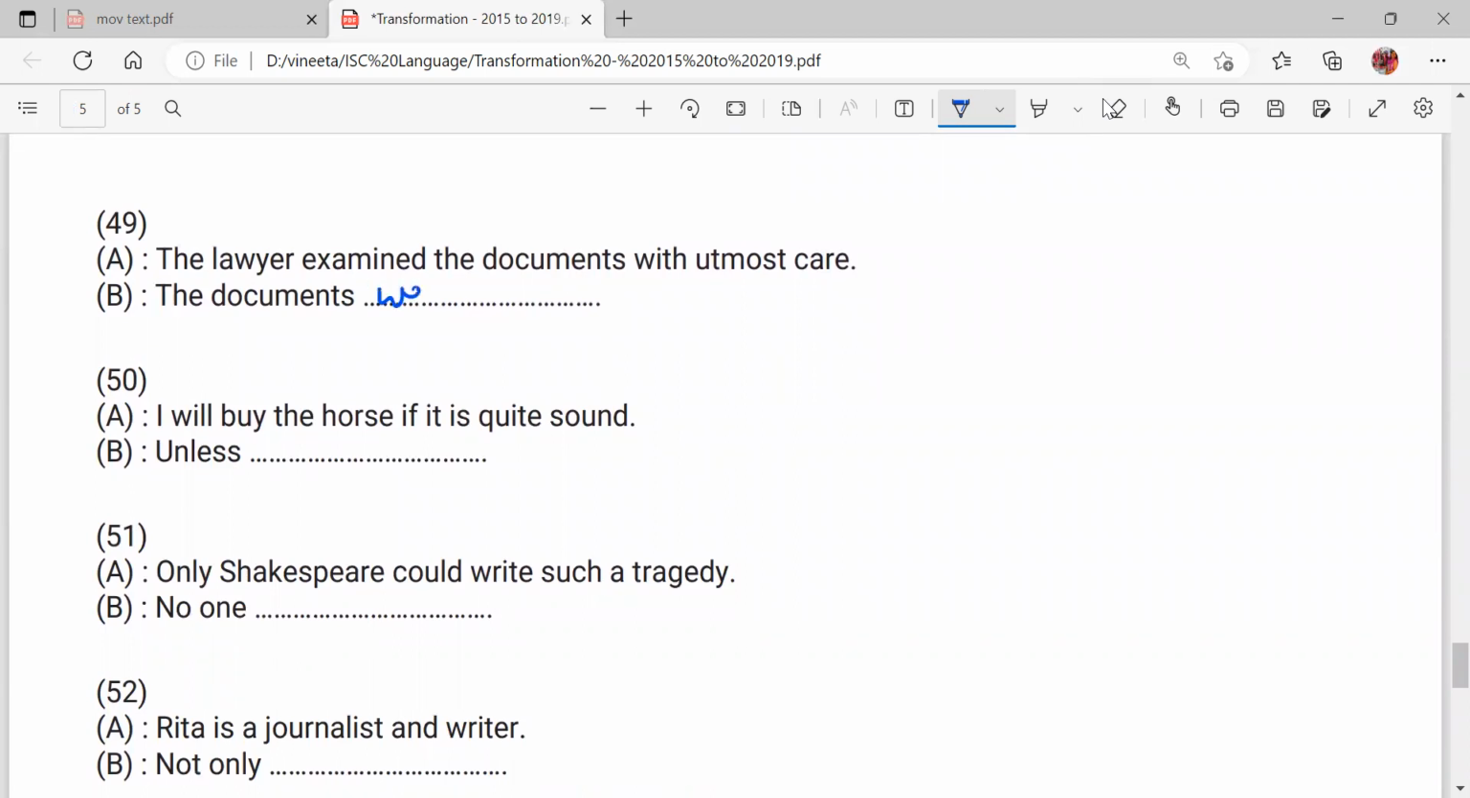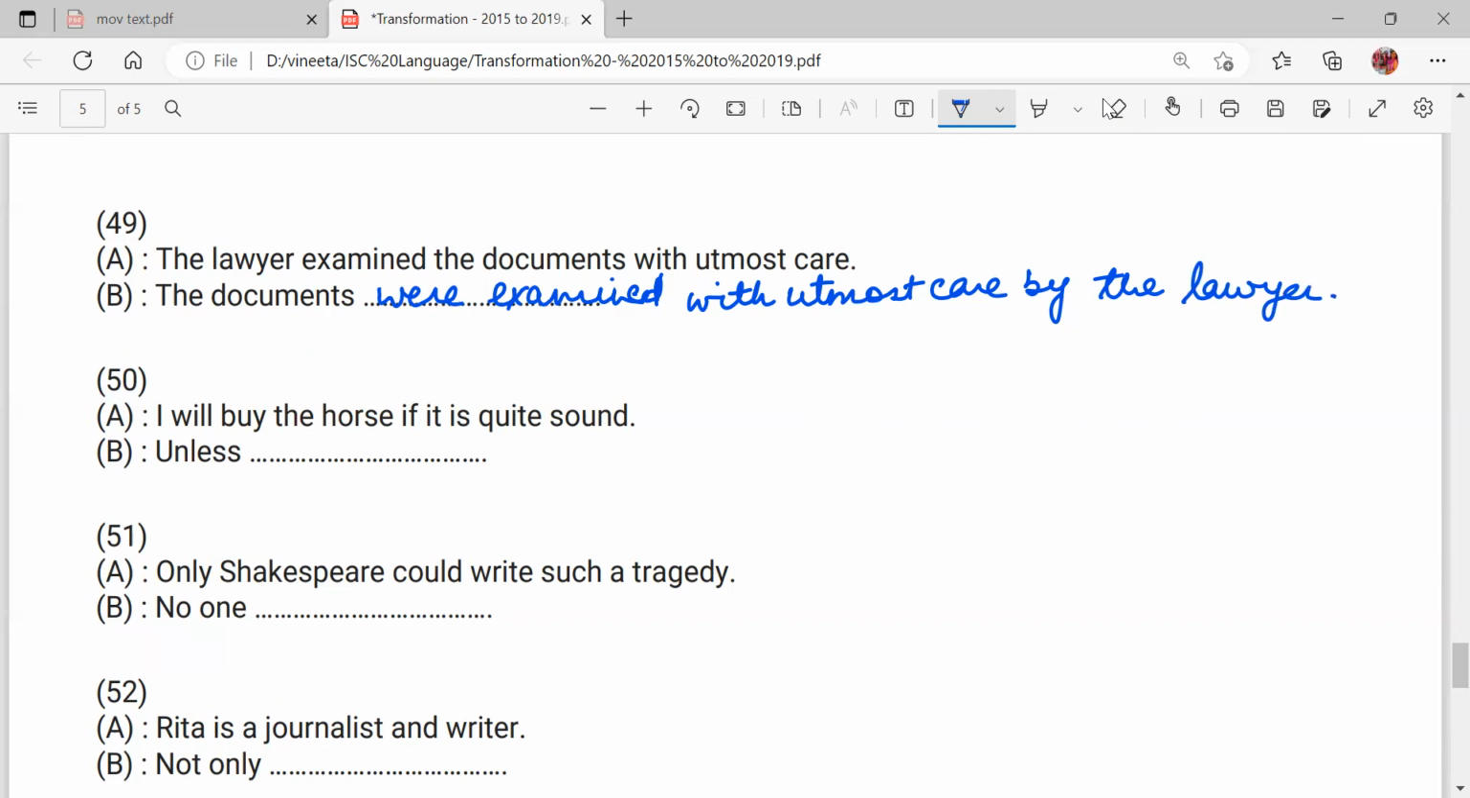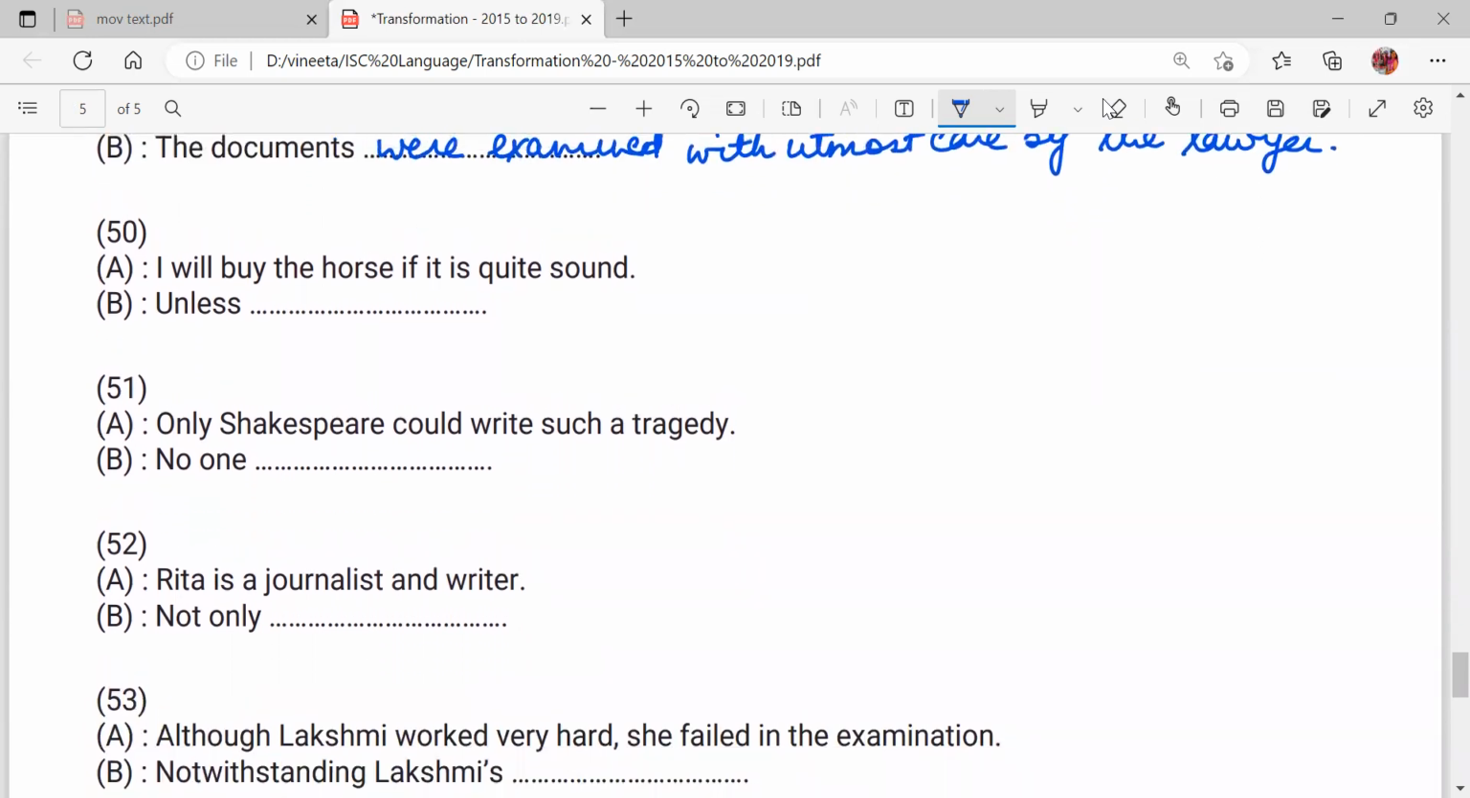The documents were examined with utmost care by the lawyer. Okay. I will buy the horse if it is quite sound. Unless the horse is quite sound, comma, I will not buy it.